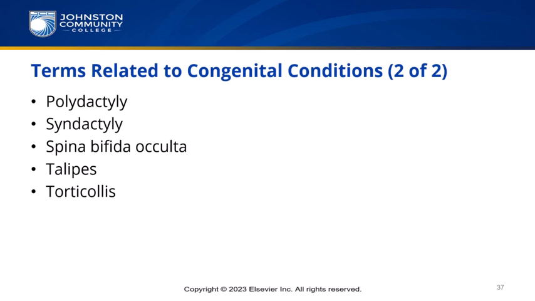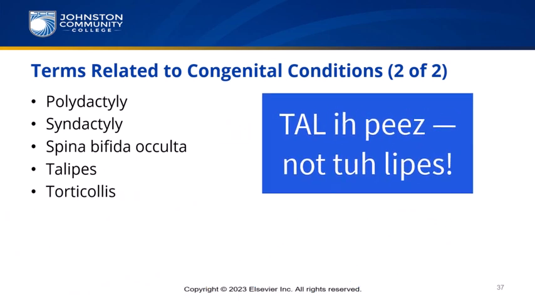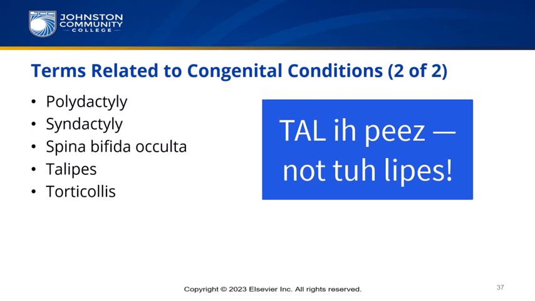Next, we'll move on to spina bifida occulta. Bi meaning two, fida meaning split, and occulta meaning hidden. This is a congenital malformation of the bony spinal canal without involvement of the spinal cord. Then we have talipes, which is a deformity that results in an abnormal twisting of the foot. It is commonly called clubfoot, and on rare occasions can be acquired. Remember, the pronunciation for this is talipes.